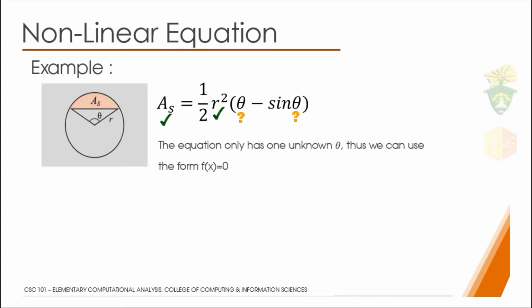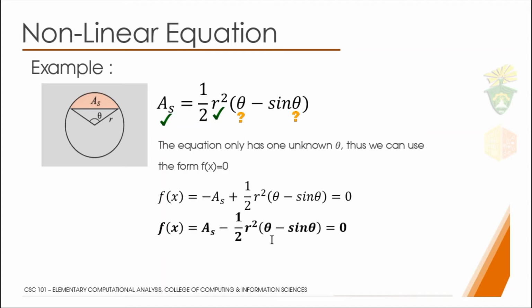Since the equation only has one unknown, which is theta, we can transform it into the form introduced a while ago, which is f of x equals 0. Thus, by transforming the equation, we have this formula. We just transform this to be equal to 0. So in transforming, we see that our f of x is now equal to this, equals 0.